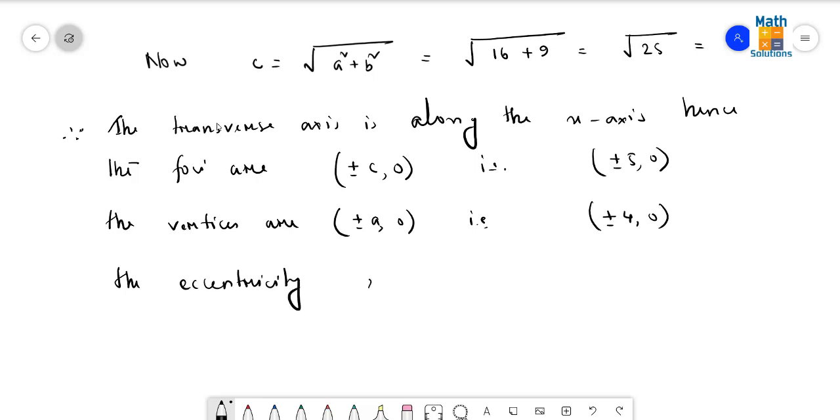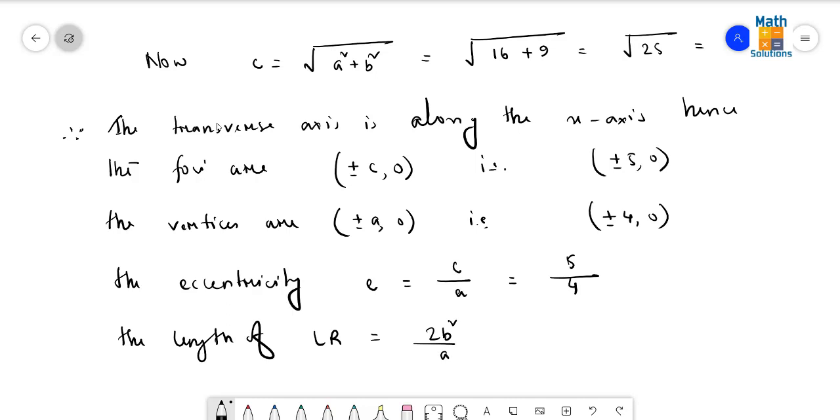The eccentricity e is equal to c by a. The result will come as what? 5 by 4. The result is 5 by 4. Then the length of latus rectum is equal to 2b square by a.